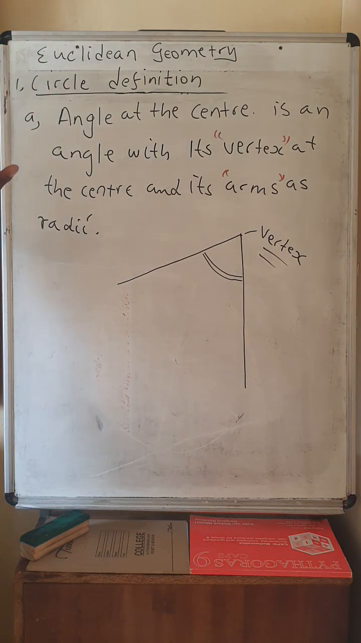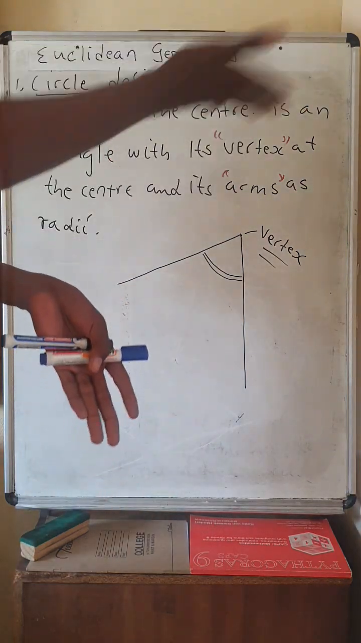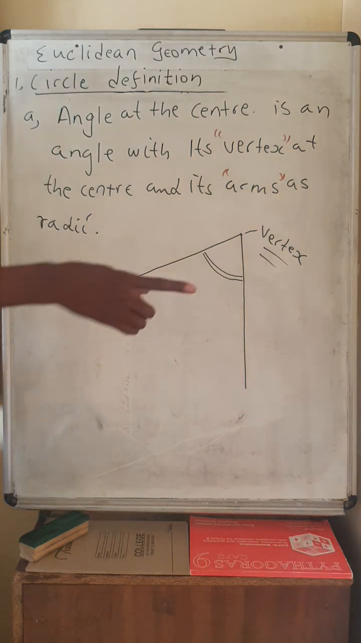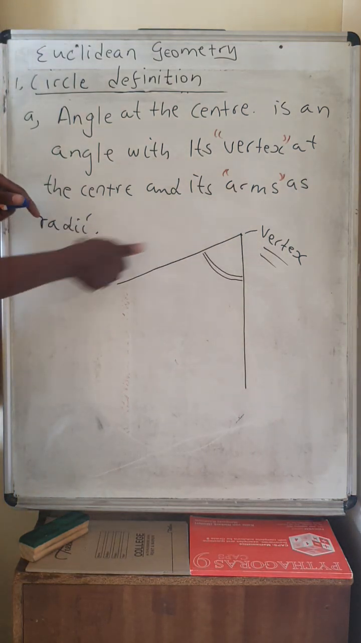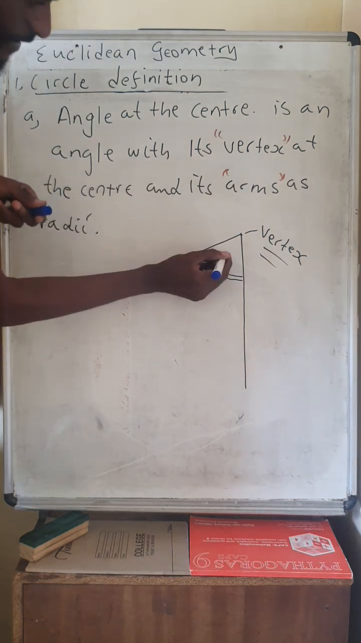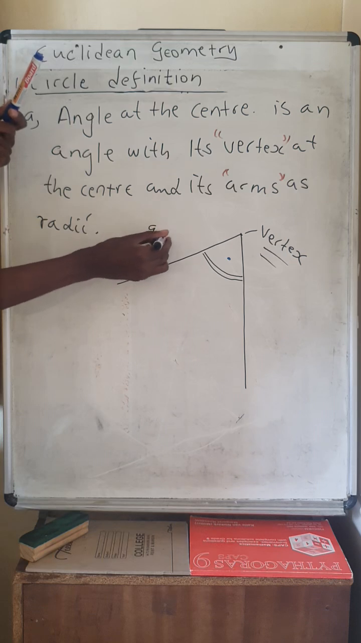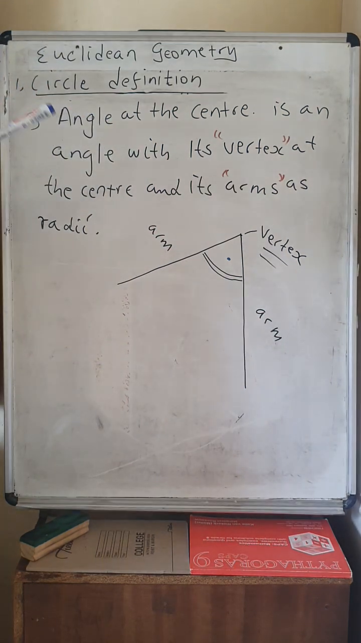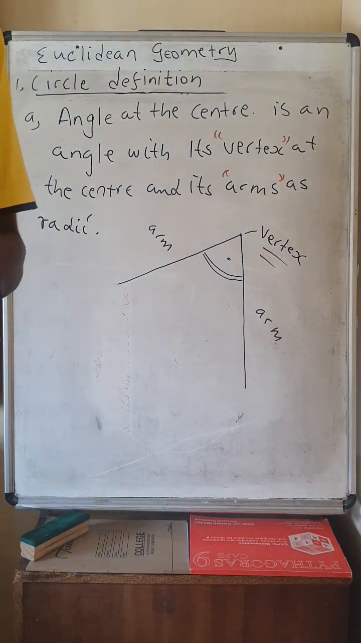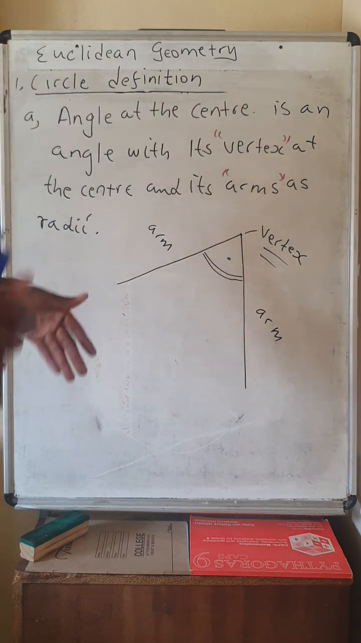So a vertex is the point of intersection of the lines that are forming that particular angle. By arms we simply mean the lines that are forming that particular angle. The lines forming this angle are this line and this line. Therefore, these two lines are the arms. So this becomes what? An arm. This becomes an arm. Then the angle is formed. Then we've got the vertex of the angle and the arms.